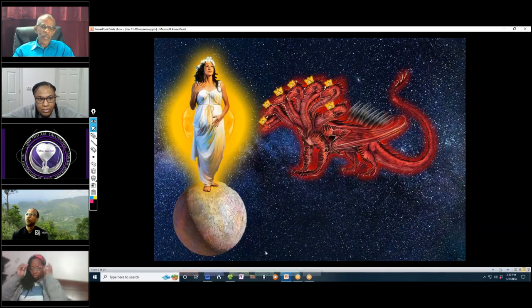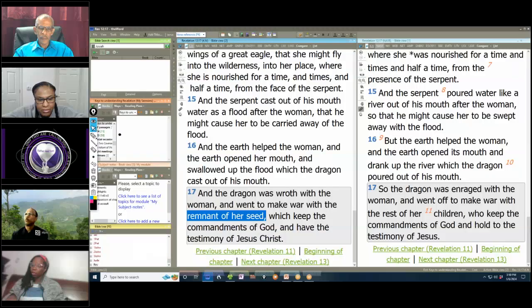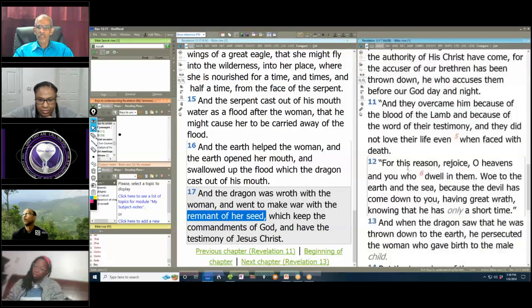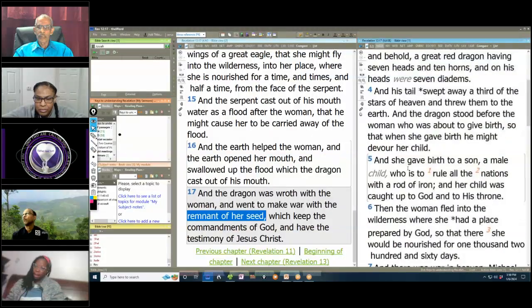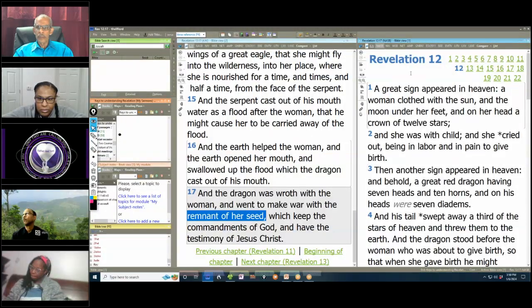Now, let me go back to the Bible and show you something. This is Revelation chapter 11 on the left. I'm going to break it up so I can show you chapter 12. I'm sorry, Revelation 12 is on the left. I'm going to show you Revelation chapter 13 on the right. All right, so Revelation 13 on the right.